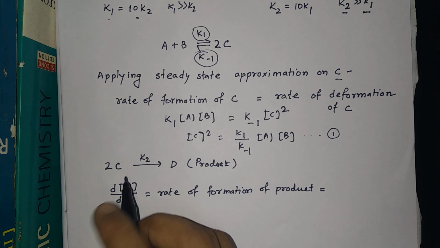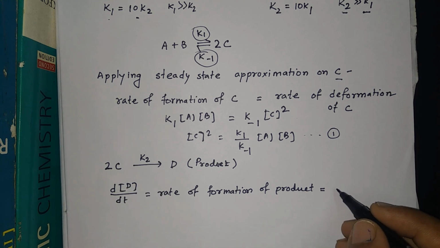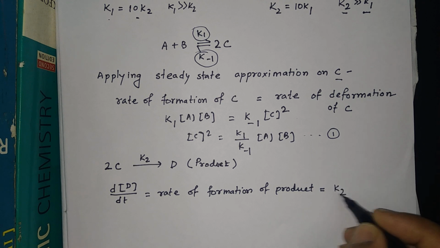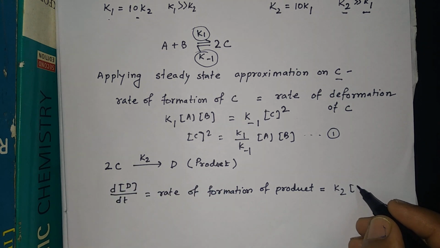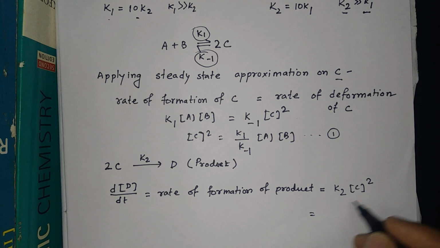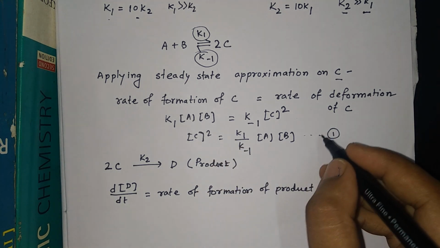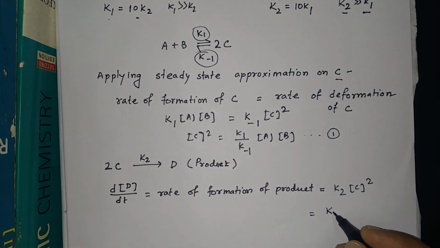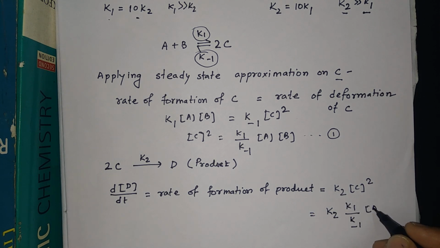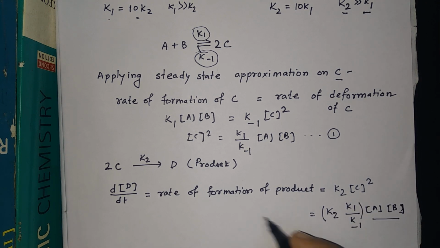Now you can see in the second step, the rate of formation of the product, dD/dt, is equal to K2 into the concentration of C square, and this C square value we will get from equation 1 and put here. So K1 by K minus 1 into A into B. This total part is a constant. Therefore the rate of formation of the product is proportional to A into B. So this is the answer, guys.